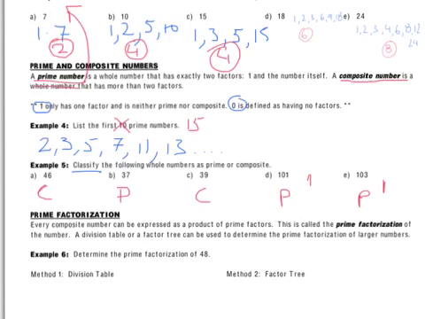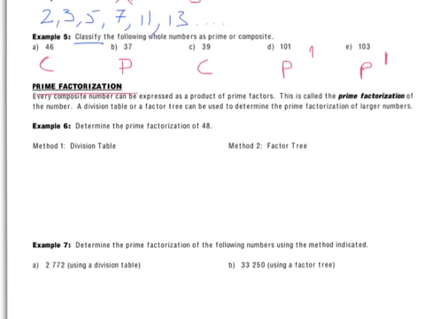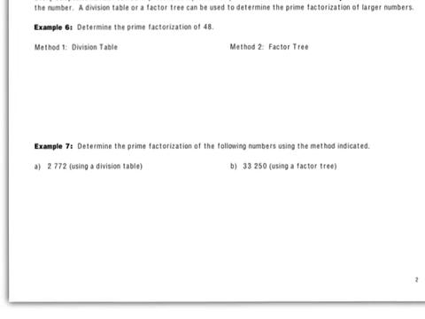Okay, so why is this useful? Well, we can use a technique called prime factorization. And go ahead and underline that there. We can write every composite number as a product of prime numbers. This is called prime factorization of the number. The divisibility table or a factor tree can be used to determine the prime factorization of large numbers. So let's go through both of these methods here to determine the prime factorization of 48.